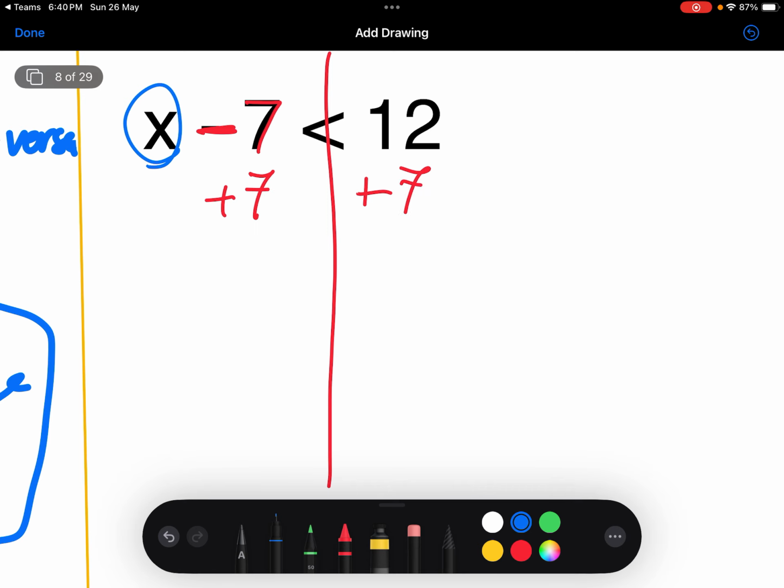Now, what did we end up with? We ended up with, on the left side, only x. Keep the inequality sign as it is. On the right side, 12 plus 7 is basically 19, of course, positive.